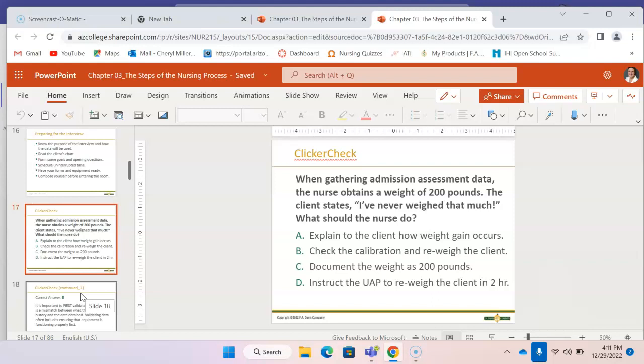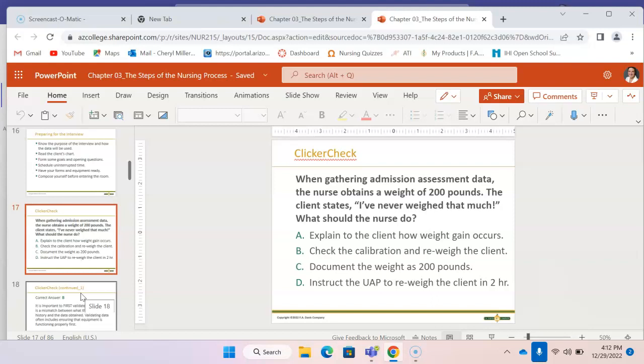So, question: what data have you collected and what would you do with them? Explain to the client how weight gain occurs. Check the calibration and reweigh the patient. Document the weight as 200 pounds. Or instruct the UAP to reweigh the patient in 2 hours. What do you think you should do?